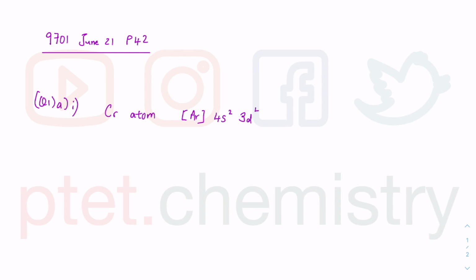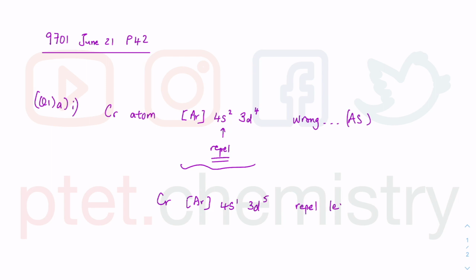So it looks like 3d4, and this is actually wrong from your AS chemistry because the electrons repel more. When you put the 2 electrons in the S subshell, it's much better if you promote one to the D subshell. At least then they are occupying each of the D orbitals individually and pointing in their own directions, such that they repel less. This is slightly more favored, and this is the adopted configuration for the chromium atom.